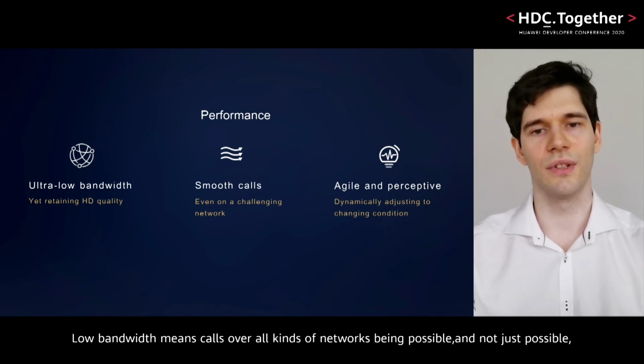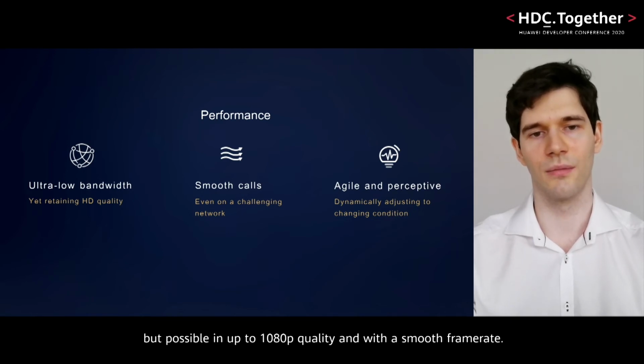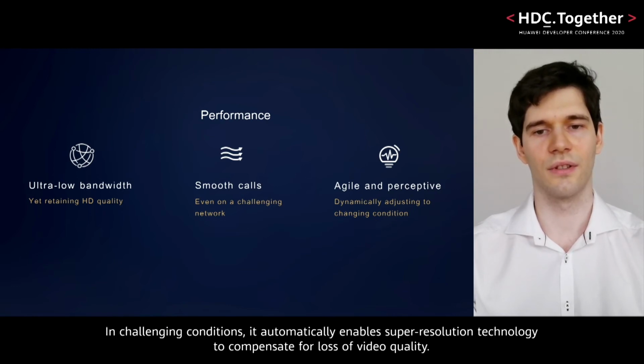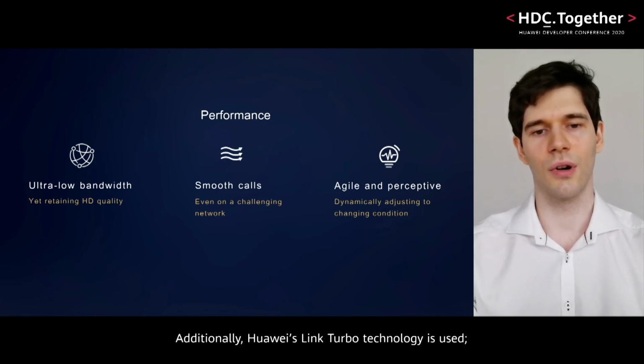Low bandwidth means calls over all kinds of networks being possible, and not just possible, but possible in up to 1080p quality and with a smooth frame rate. MeTime adjusts to the network conditions on the fly, ensuring you get the best quality at all times. In challenging conditions, it automatically enables super resolution technology to compensate for loss of video quality. Additionally, Huawei's Link Turbo technology is used.